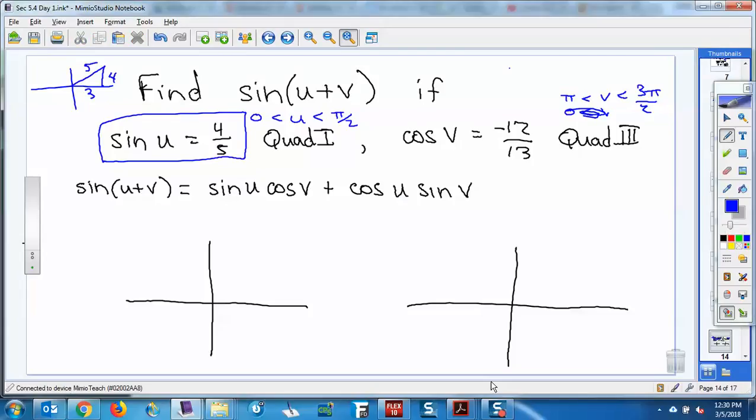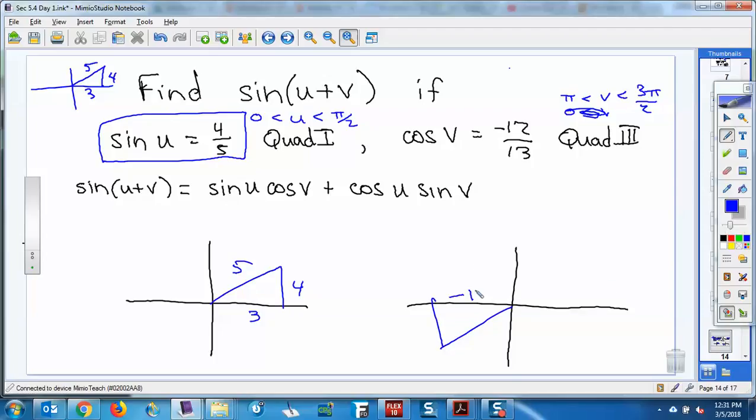Or 1 over root 3, right? If it's not one of those special fractions that we should by now always recognize, one of our nice angles, if it's some fraction like this, almost always then that's draw a triangle. Draw a triangle. So sine in quadrant 1, sine is 4/5, so that's going to be this. Okay, quadrant 3, draw a triangle.